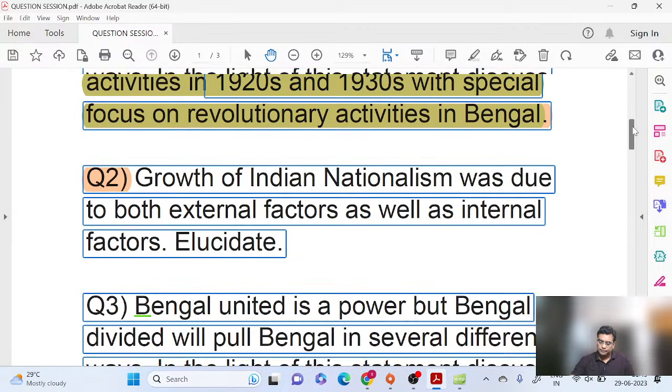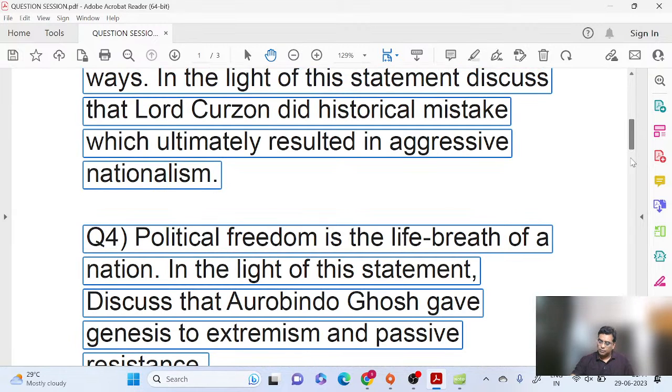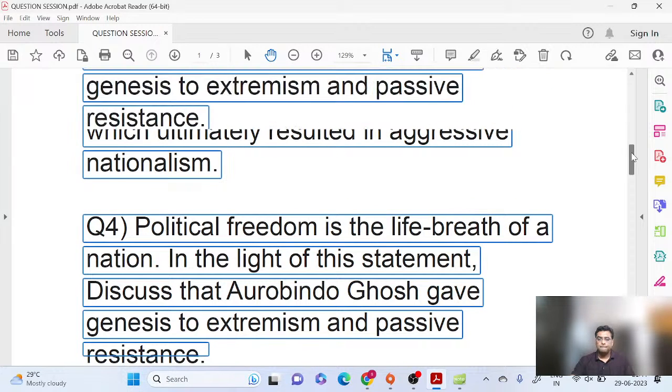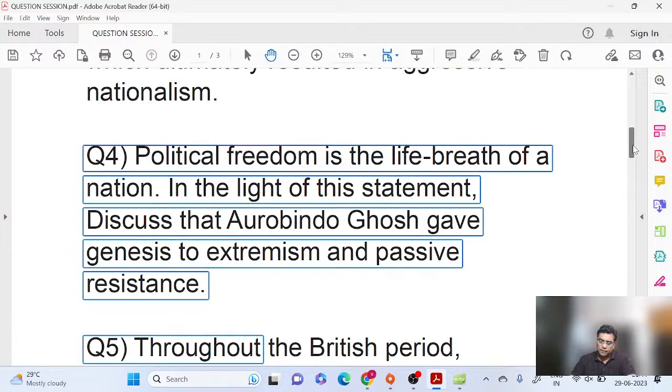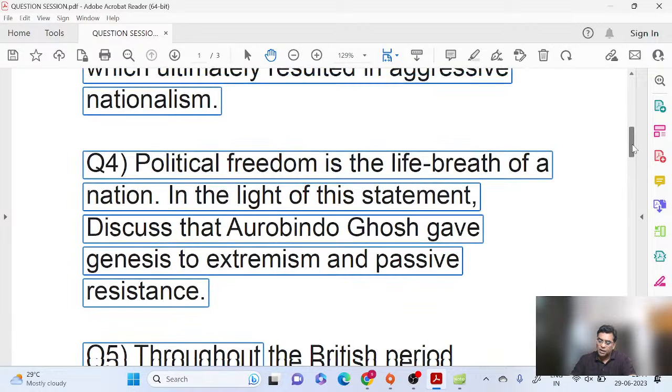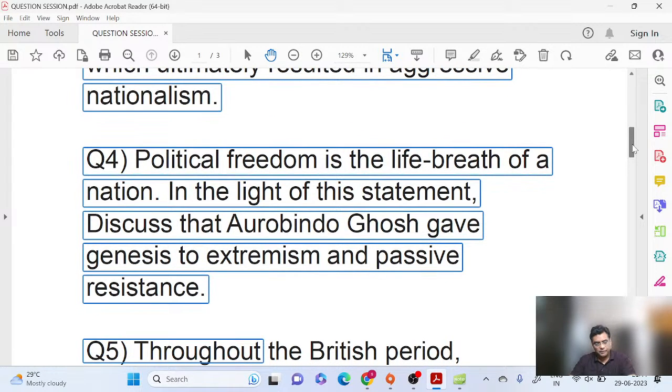Okay, look at this. Question number 4. Political freedom is the life breath of any nation. In the light of this statement, discuss that Aurobindo Ghosh gave genesis to extremism and passive resistance.